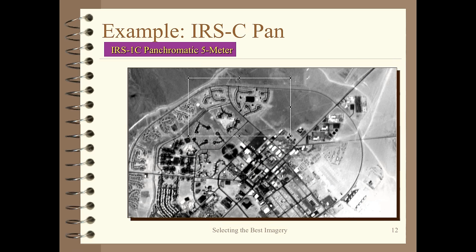Okay, and then here we've got some 5 meter data. Okay, so this is Indian remote sensing data as well, but this is a different sensor, and so we're talking about panchromatic, so black and white imagery, 5 meter data, and notice this rectangle here. We're going to zoom into that.